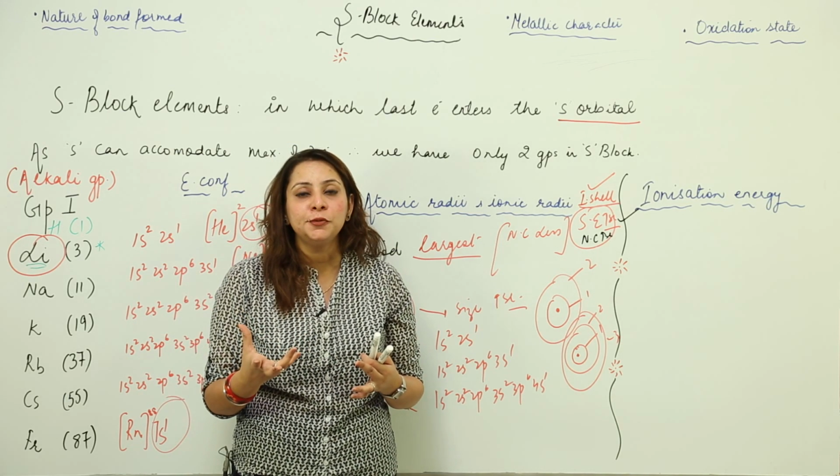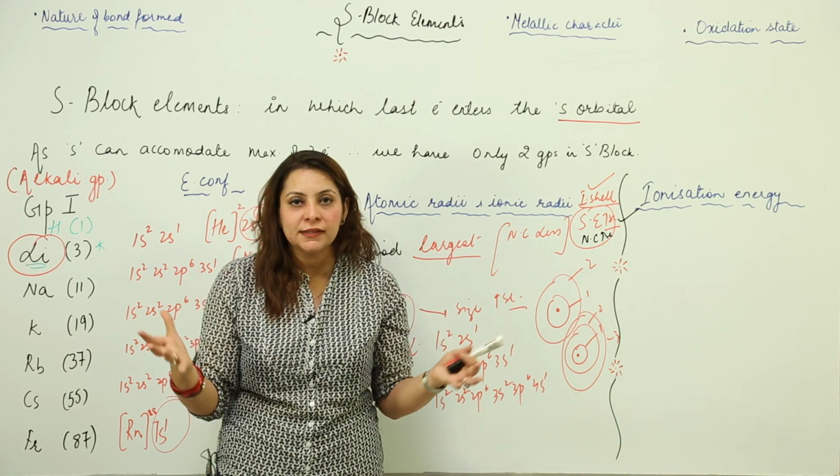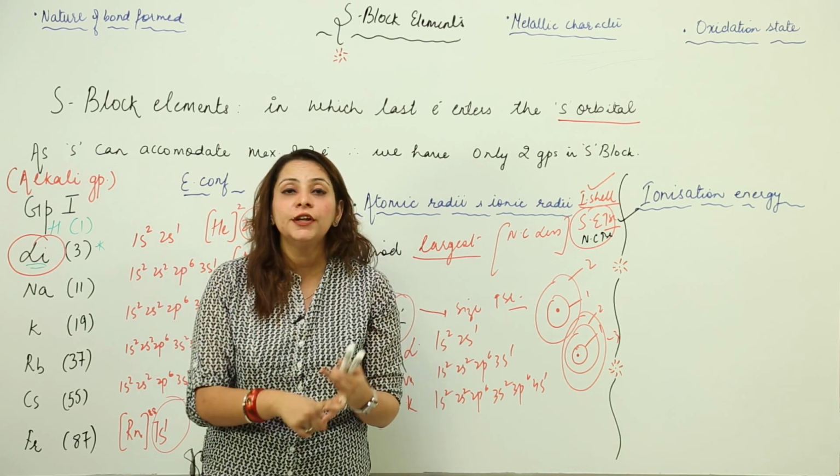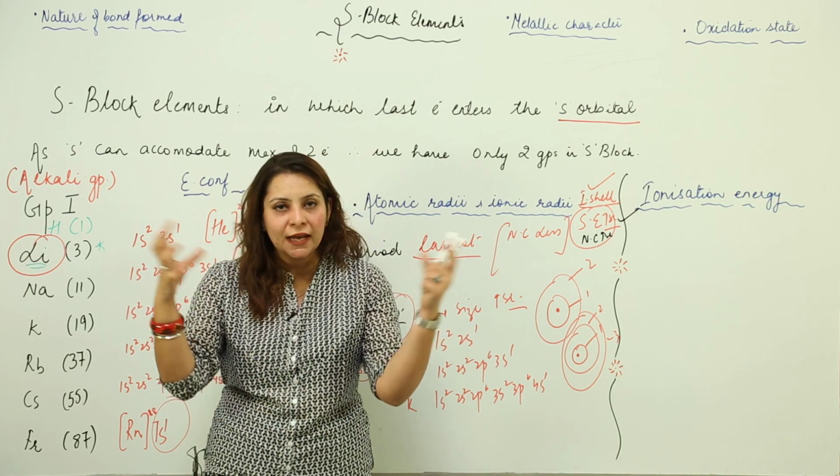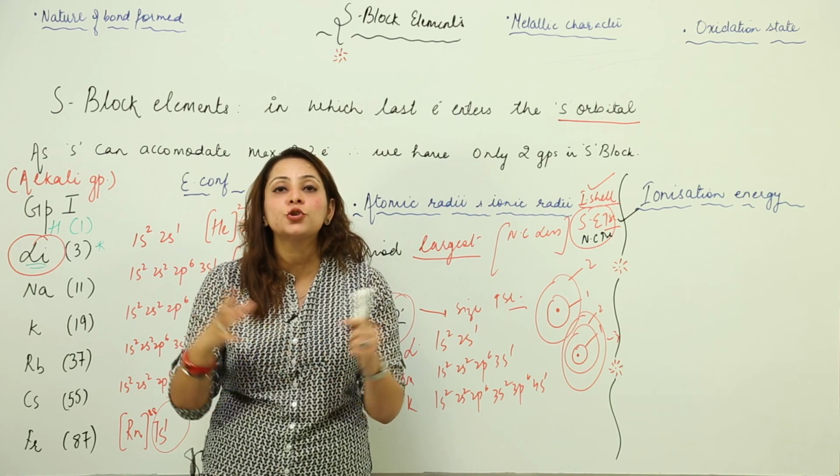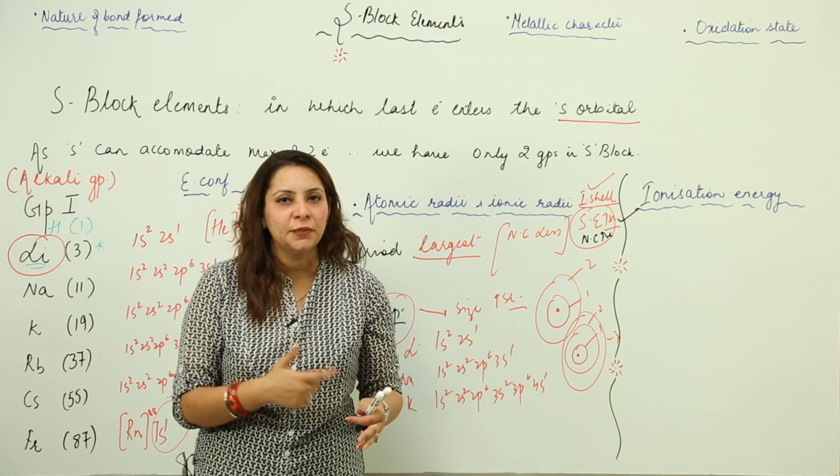What is the shielding effect up to? It will just expand the size, right? And what is the fate of the nuclear charge? It is going to attract the electrons. That means it is going to shrink the atom. Now what is going to happen here?